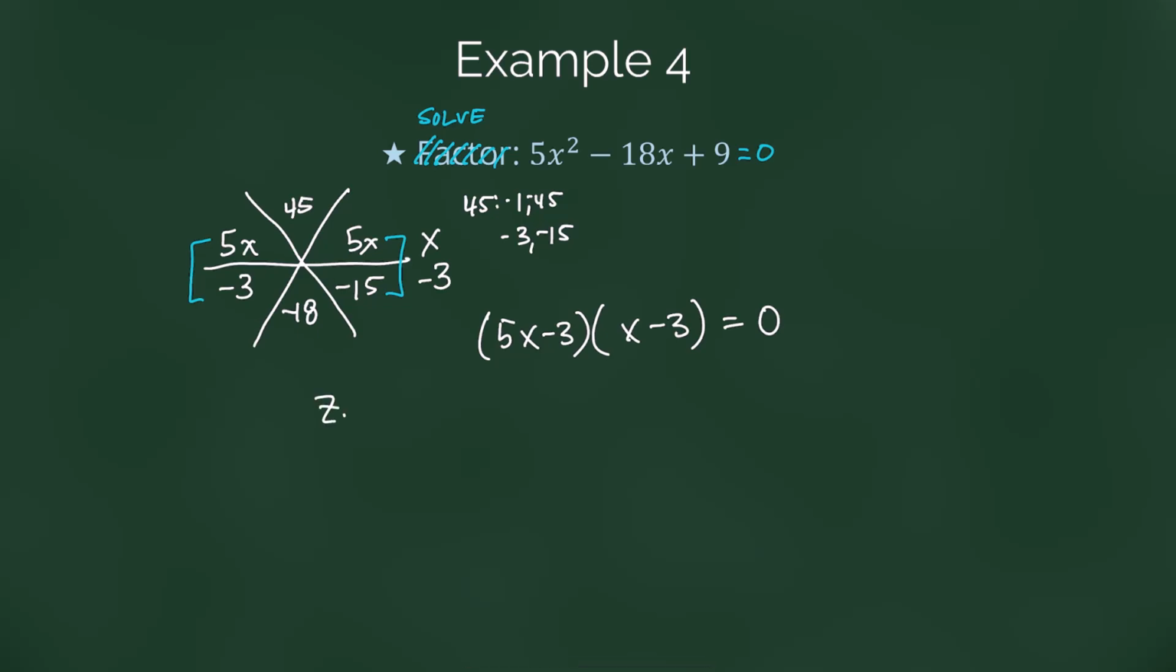Now we use the zero product property. So that tells us that the first factor is equal to 0, or the second factor is equal to 0. Solving each of those, we get 5x equals 3, so x is 3/5, or we get that x is equal to 3. We'll check.